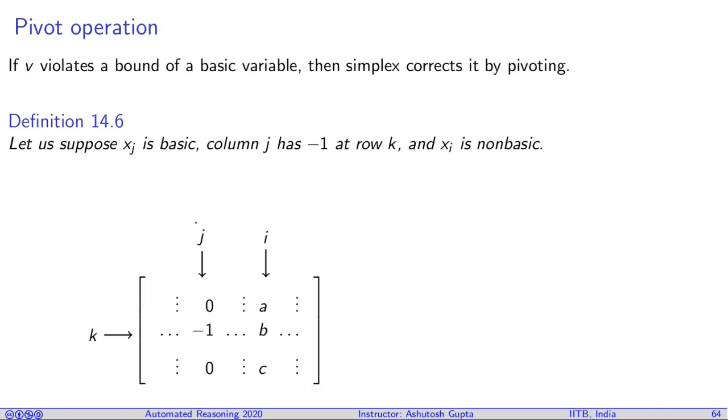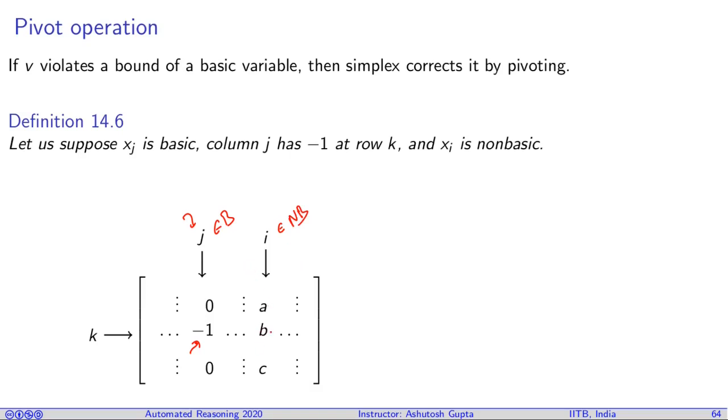Let's suppose xj is a basic variable, since it has exactly one -1, so xj is an element of the basic variables. xi is a non-basic variable. And what do we do? We swap them. How do we swap them?